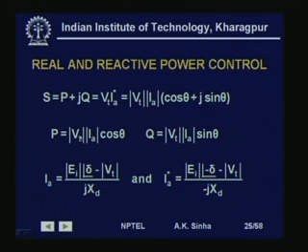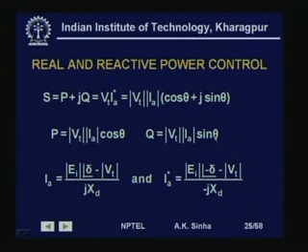So, P is equal to VT into IA cos theta, that is the real part, and Q is equal to VT into IA sin theta, that is the imaginary part. This j term is coming, so that is the imaginary part. So, the reactive power is this part.